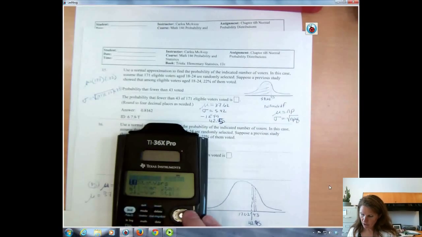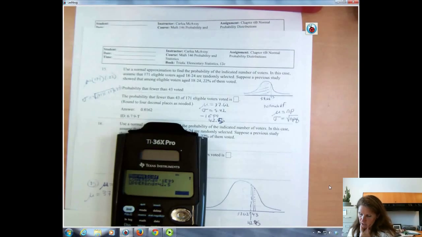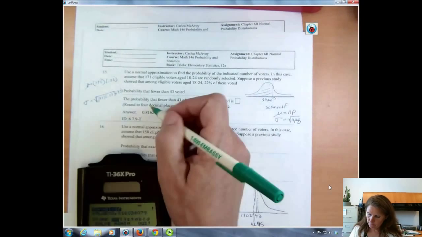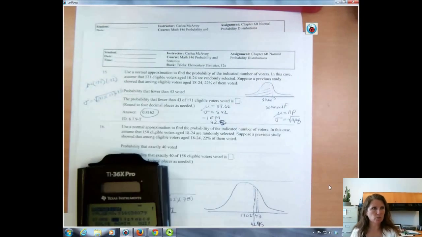Second function data, distribution, normal CDF. Those two things didn't change. But what I'm going to say is 42.5 and calculate that. That gives me 0.816. I think that one's a lot closer, so we're sorry about that.